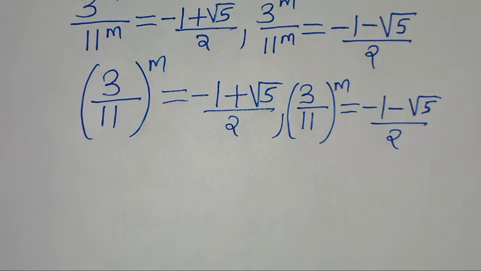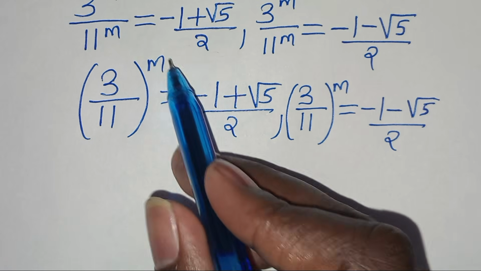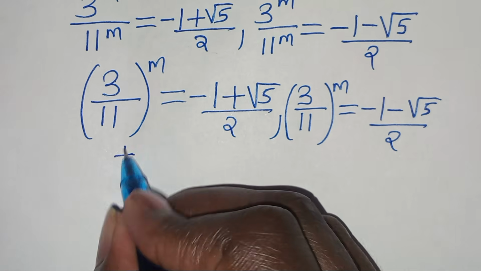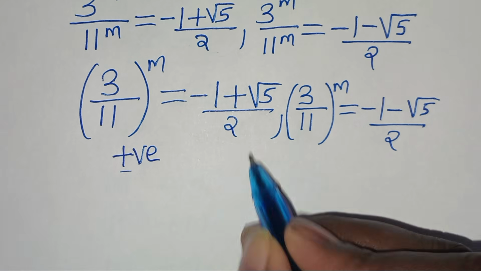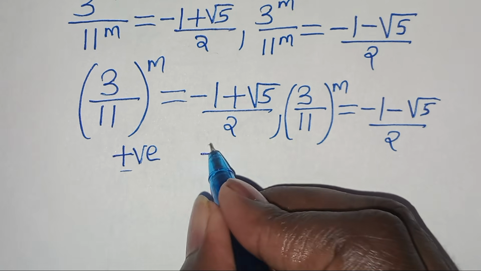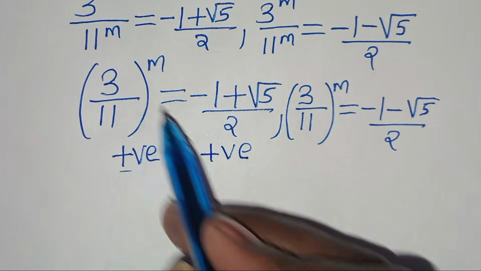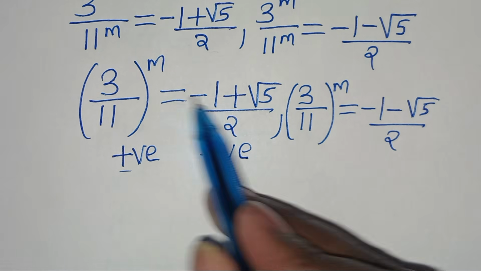Now, by inspection here, we have that 3 over 11 raised to the power of m will give us a positive value. Minus 1 plus square root of 5 divided by 2 will also give us a positive value. So we can proceed to solve for the value of m from the first case here.